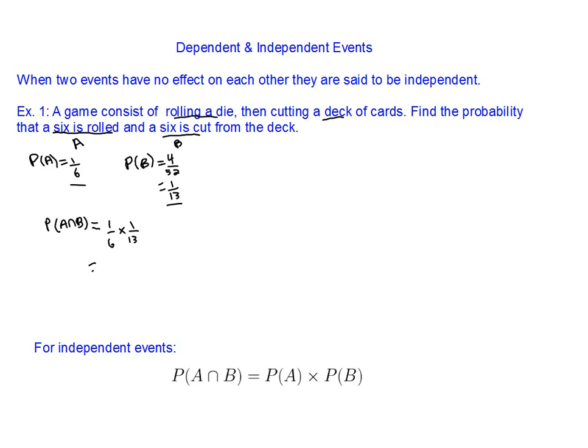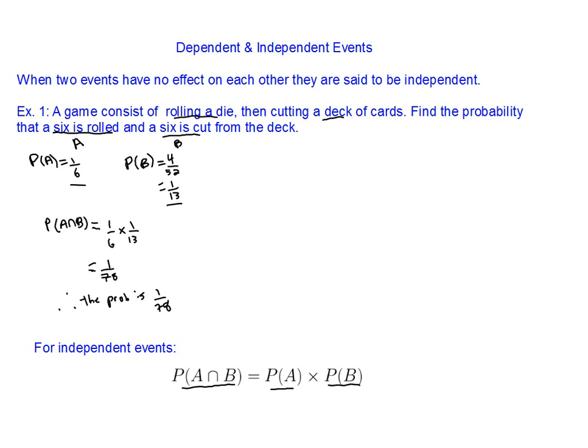Remember, when you're multiplying fractions, multiply the numerators together and then multiply the denominators together. So 1 times 1 is 1. 6 times 13 works out to 78. So the probability of rolling a 6 and cutting a 6 is 1/78. So therefore, the probability is 1 out of 78. So that was for independent events, and it turns out that for independent events, the probability of A and B happening is always equal to the probability of A times the probability of B.